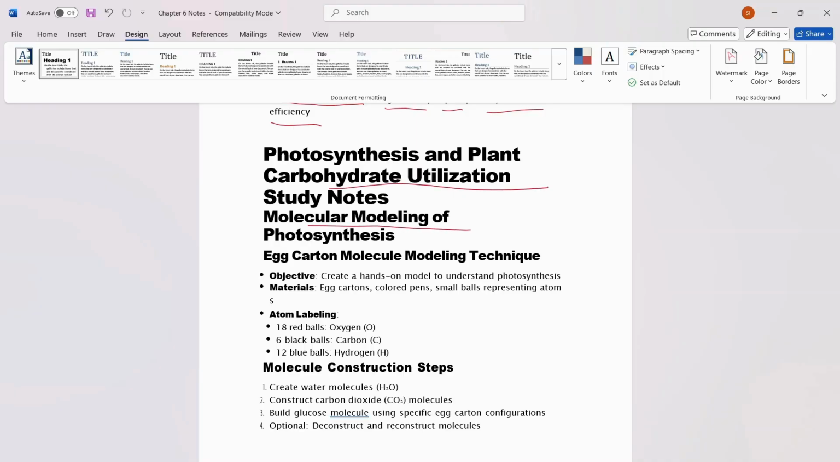So, molecular modeling of photosynthesis. Egg carton molecule modeling technique. Here the objective is to create a hands-on model to understand photosynthesis. Some materials that we are going to use are egg cartons, color pens, small balls representing atoms. Now, atom labeling: you can use oxygen 18 red balls, carbon 16 black balls, and hydrogen 12 blue balls.